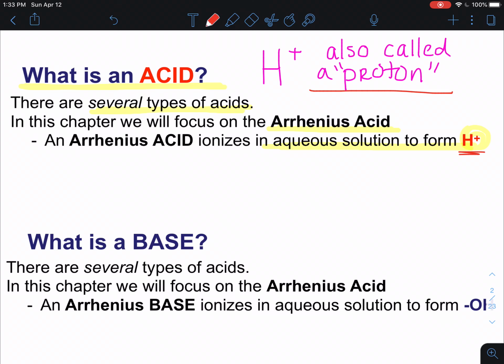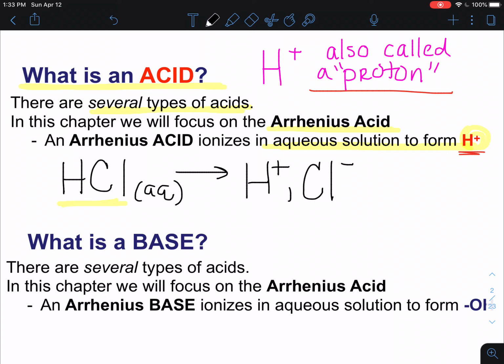So Arrhenius acids are substances that, once they are put in water, in aqueous solutions, ionize to form H+. A good example of this is HCl, hydrochloric acid. I put AQ there, it's soluble in water. You can almost look at this as an ionic compound, where hydrogen almost acts like a metal, and in this case it does, and this guy ionizes to form H+ and Cl-.